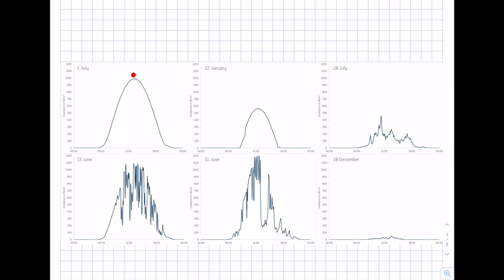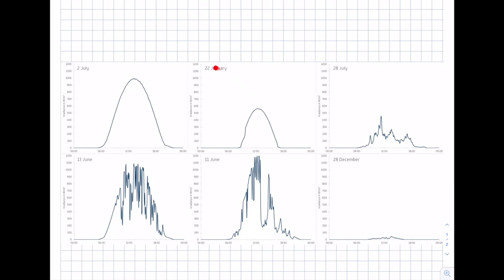The maximum is reached at 1 p.m. So that's noon in summertime. Keep this in mind that this is summertime. The maximum irradiance is 1,000 watts per square meter. And then in the afternoon, the irradiance drops. So we're getting closer to sunset. And at, let's say, 8 p.m. we have sunset. So that's the typical situation in summertime.